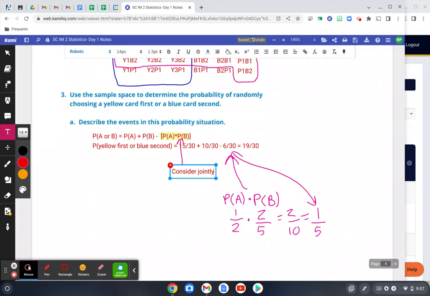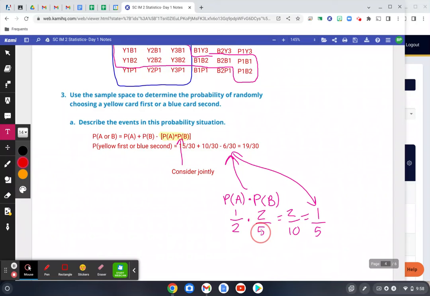Now, what that means is if we have pulled a yellow card first, there's a 1 in 2 probability here, 15 out of 30. But if we don't replace that yellow card, there are now only 5 options here, right? There's only 5 cards to choose from. So what's the probability that the second card that you draw is going to be a blue card?